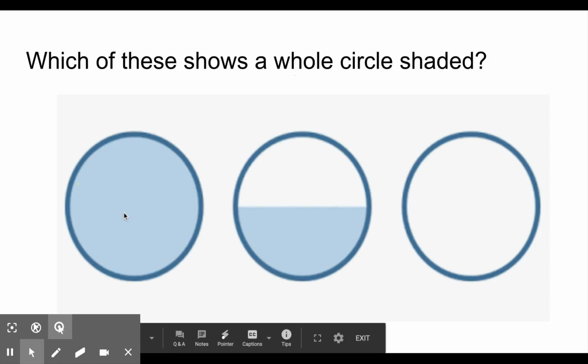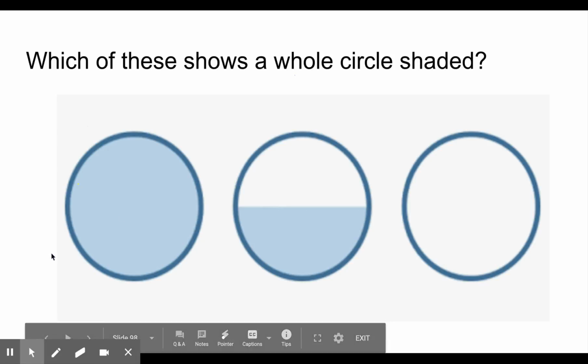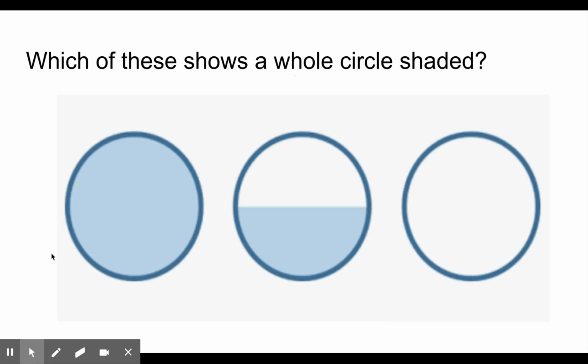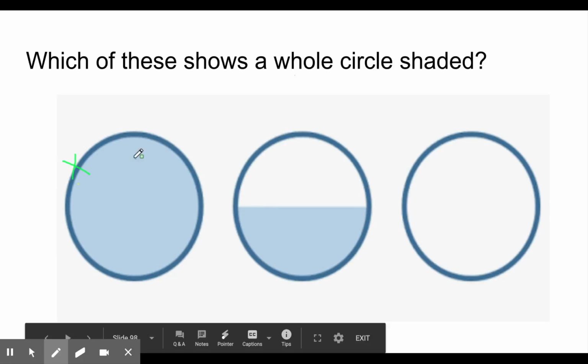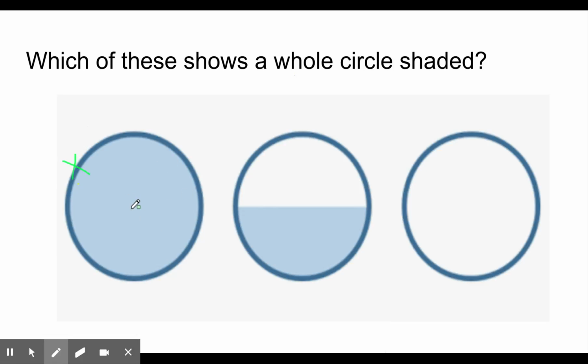Let's switch our brains. Which of these circles shows a whole circle shaded? Take a look. If you answered that it's this one right here, you are correct. See how it's all colored in? This is one whole. It is a whole because it is all the way shaded in. There's nothing left out.